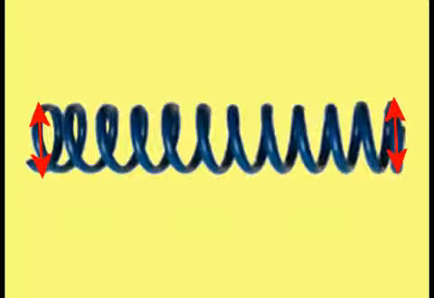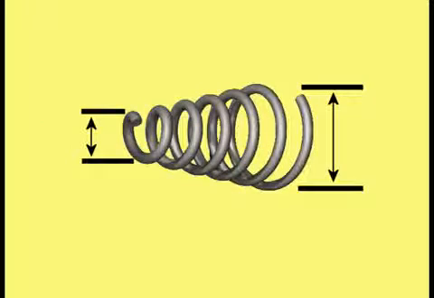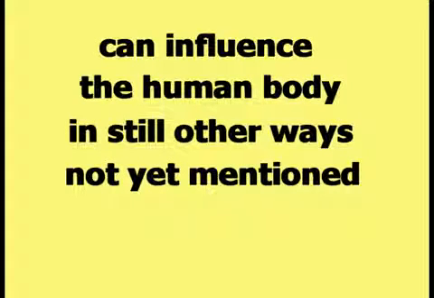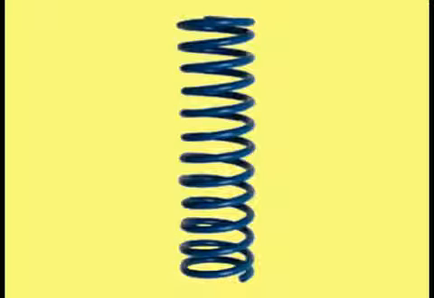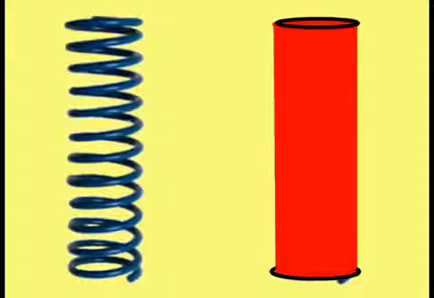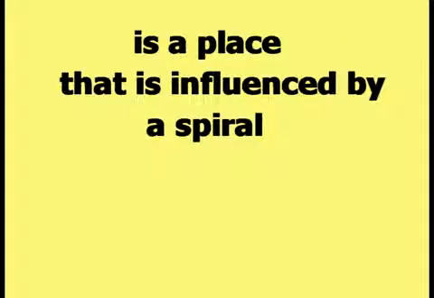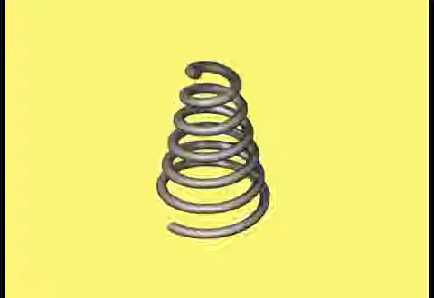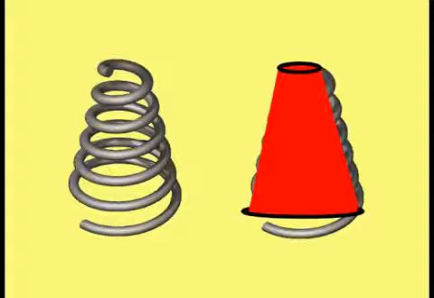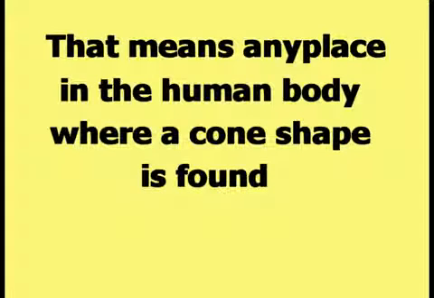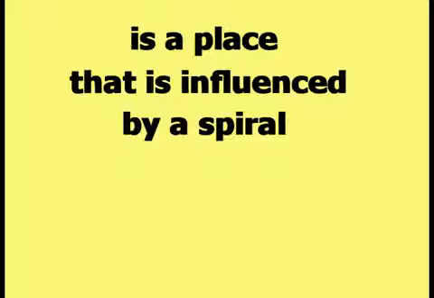A uniform diameter three-dimensional spiral and a changing diameter three-dimensional spiral can influence the human body in still other ways not yet mentioned. If a uniform diameter three-dimensional spiral is made solid, the resulting shape is a cylinder. That means that any place in the human body where there is a cylindrical shape is a place that is influenced by a spiral. If a changing diameter three-dimensional spiral is made solid, the resulting shape is a cone. That means any place in the human body where a cone shape is found is a place that is influenced by a spiral.